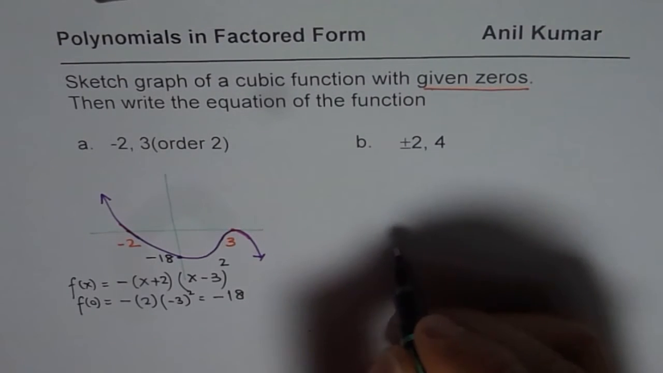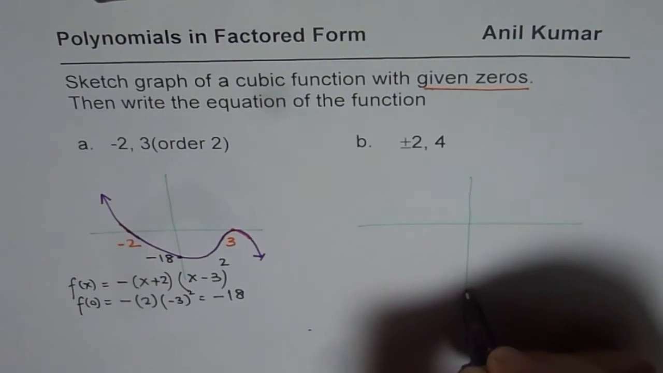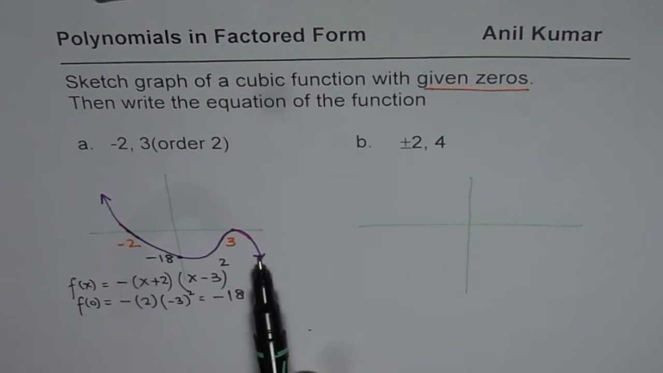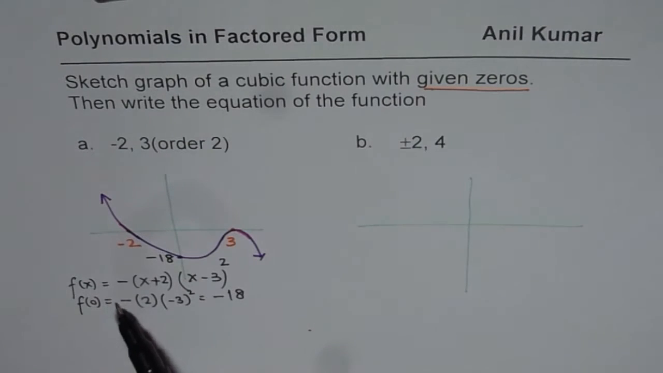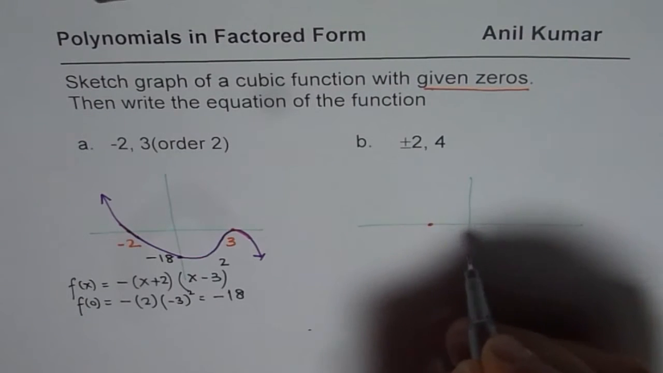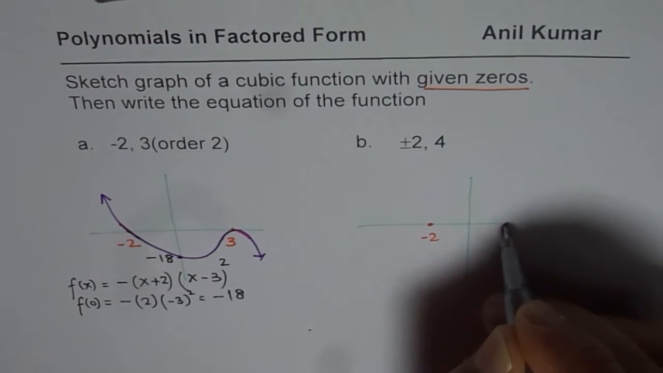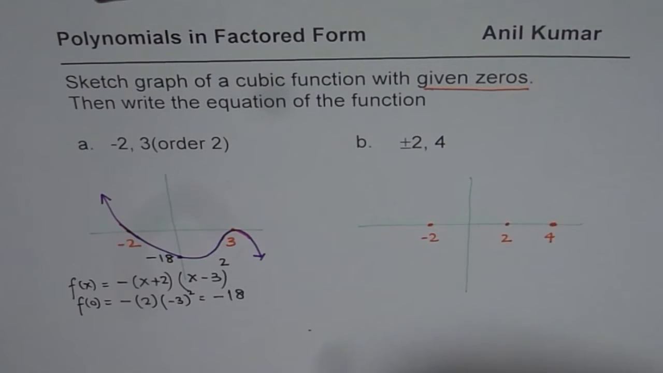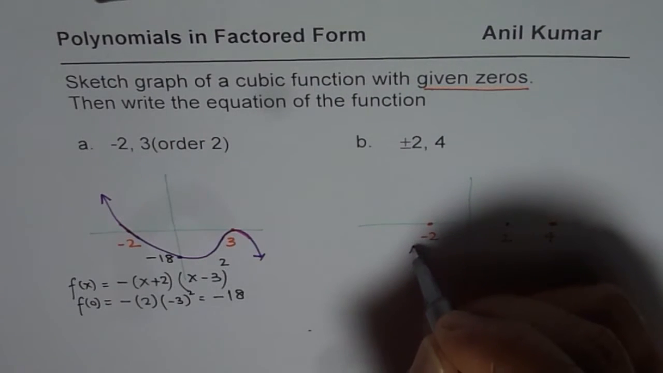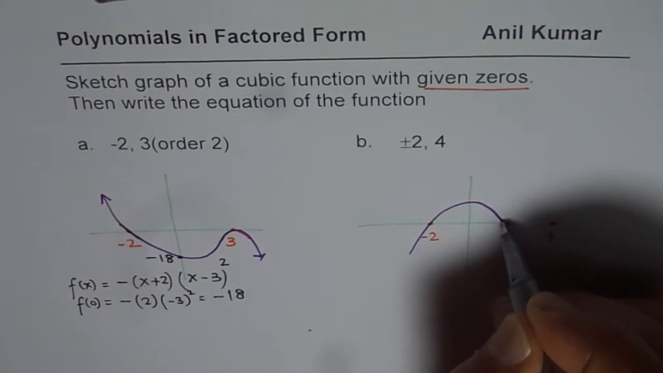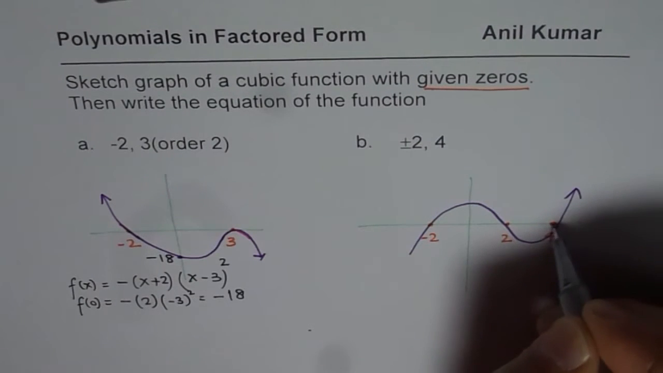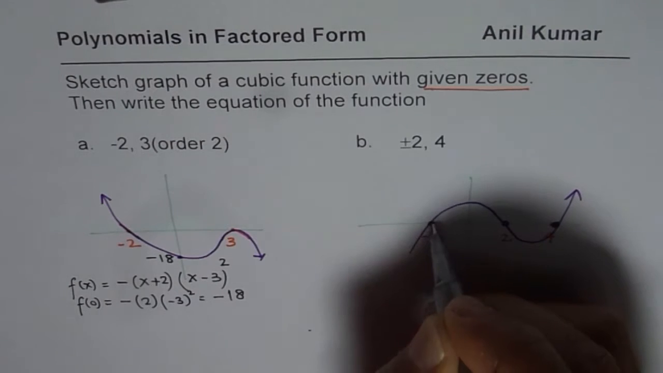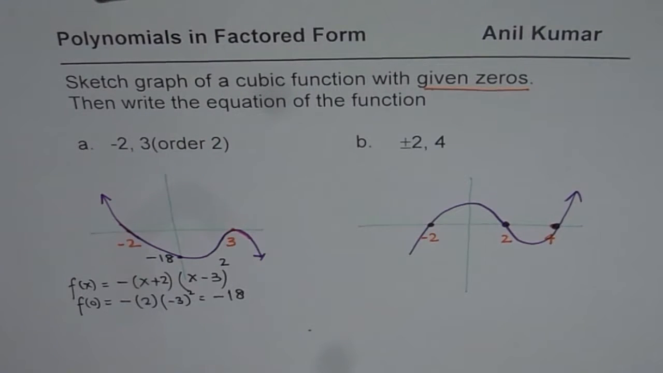So here we are actually given 3 zeros. This time I'll keep the right side up, so we'll expect a positive leading coefficient. Now we are given 3 zeros: plus minus 2, so let's say this is minus 2 and that is plus 2, and then at plus 4. Since these are all linear zeros, our graph is just going to cross them like this. Let me make them bigger so that zeros are accurately placed.